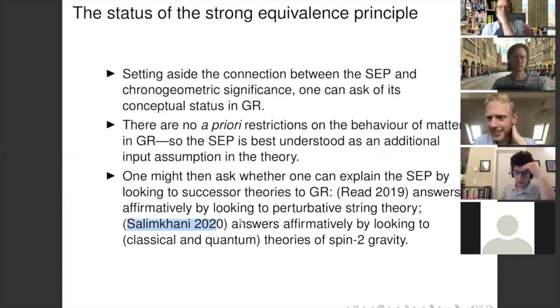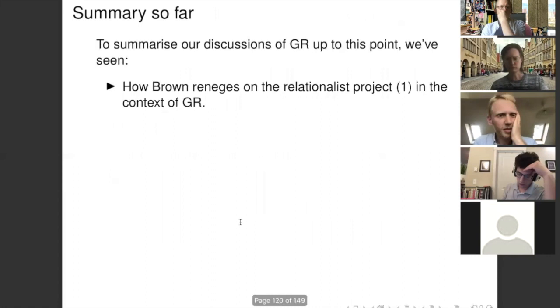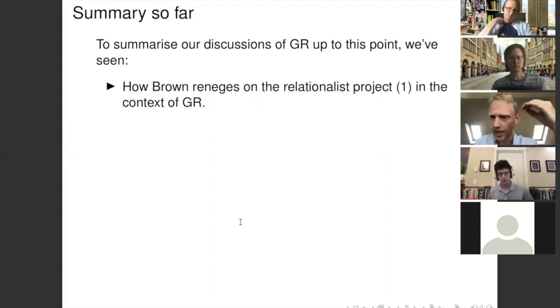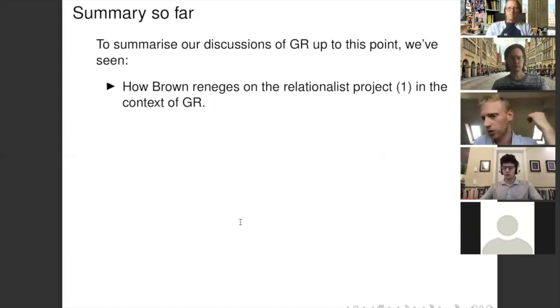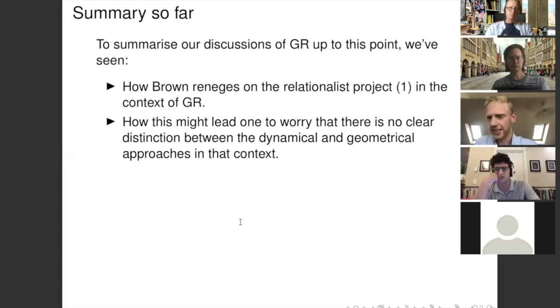Okay, so summarize this section then. So what we've seen so far is that Brown, perhaps surprisingly, when you first read that last chapter of his book on general relativity, reneges on the relationalist project. He thinks that this relationalist project applies only to fixed pieces of space-time structure, but not to dynamical pieces of space-time structure. This, however, leads to a worry that there's no clear distinction between the dynamical and geometrical approaches in the context of general relativity. And this concern was raised by, for example, Pooley.